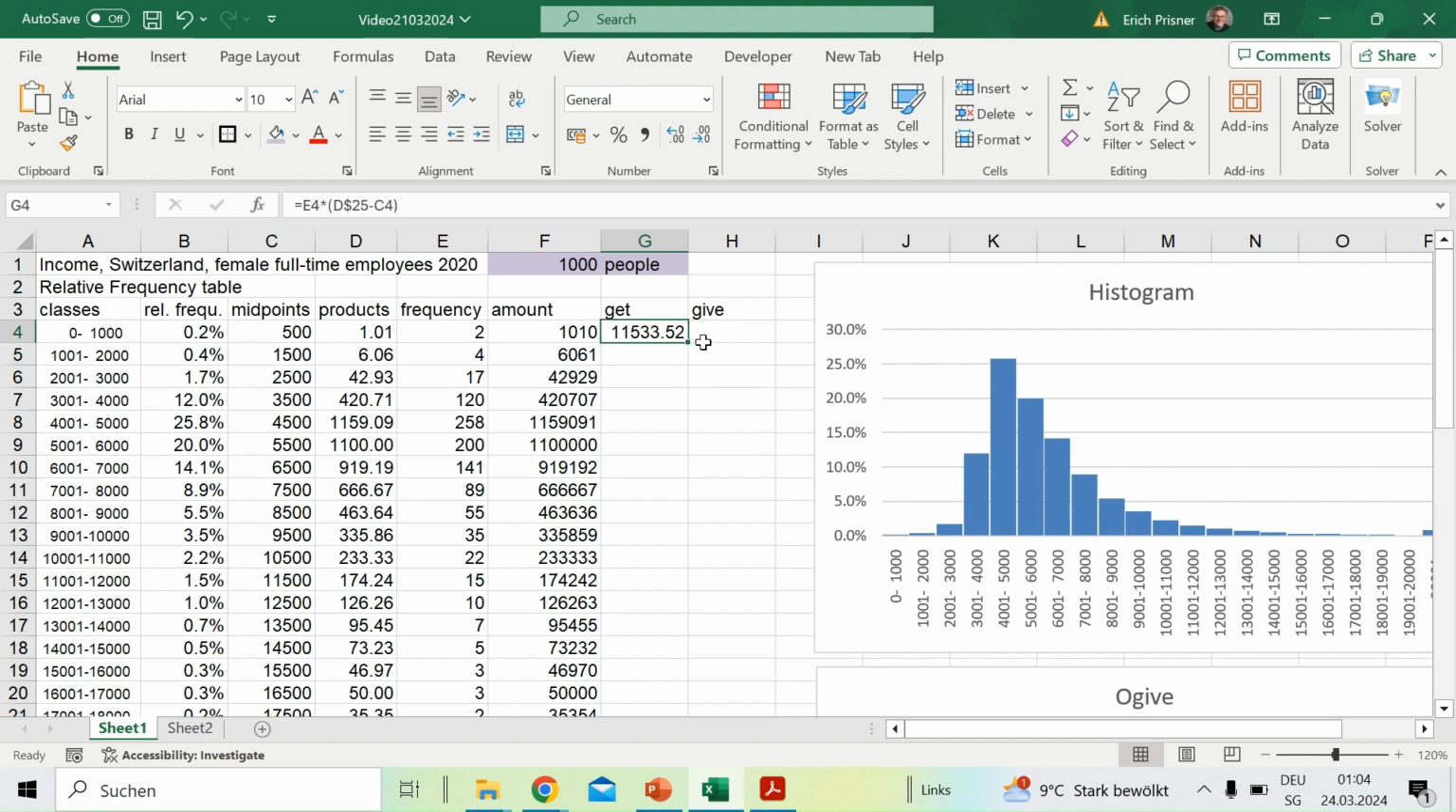So 11,000 are moved, then 19,000 are moved to this class. They get more money because there are more people. More money. And let me try to pull it down a little. And you see at some point we get negatives. So this class will get negative 41,000. So what does it mean? It means they don't get, they give.